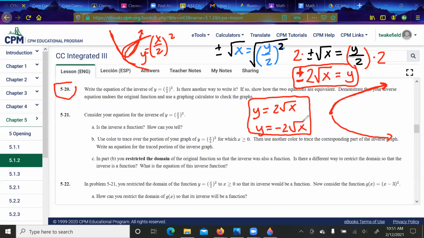How could we show this is true? We could graph both of these on a graphing calculator or Desmos, and then graph this one. You can graph this one on Desmos, x equals (y over 2) squared. These are both the same, right? But on a test, we're going to tell you to fully solve it and do this.